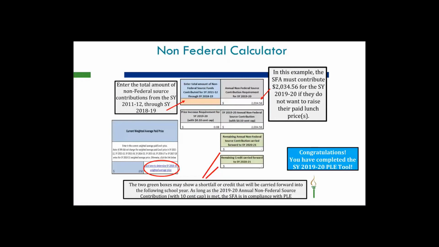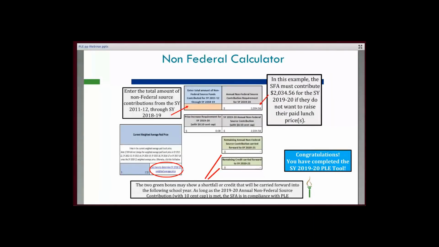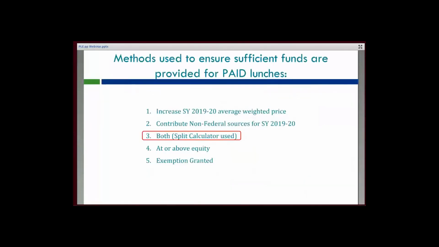We will then make our way down to the next box below, which states to enter in the total amount of non-federal source contributions for school year 2011-12 through school year 2018-19. However, we did not have any remaining. Keep in mind, as long as the 2019-20 annual non-federal source contribution with the 10-cent cap is met, the SFA is in compliance with the paid lunch equity tool. So once this tab has been completed, you have completed the school year 2019-20 paid lunch equity tool for option number 2.